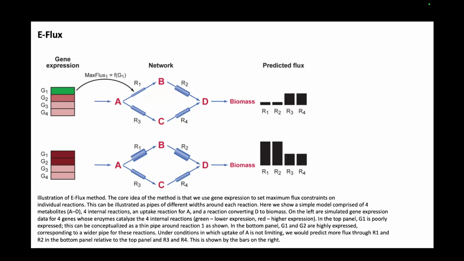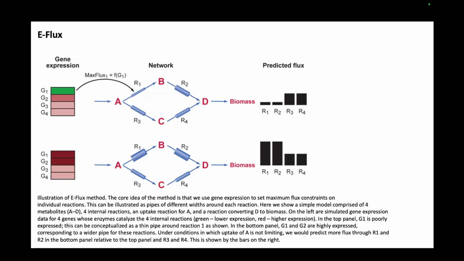Okay. So you can see the difference in the predicted flux depending on the gene expression. So the idea here is to convey the fact that gene expression actually has a very big role to play in terms of how the metabolic flux would be maintained in a system. So unlike conditions in which uptake of A is not limiting, that is also a limiting factor here, because if you reduce the concentration of A, the whole metabolic flux changes, right?